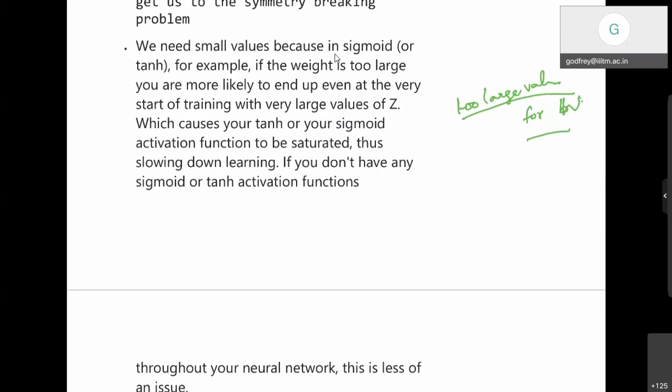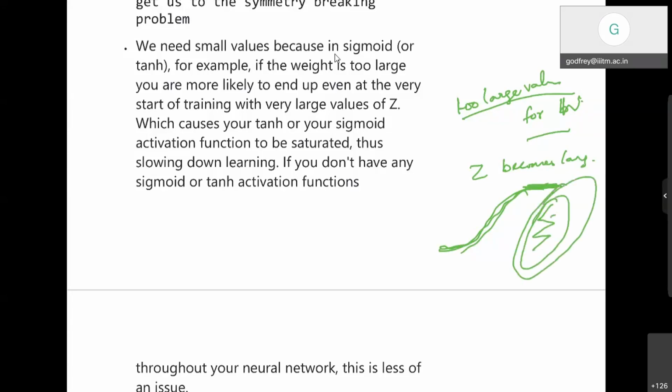If you have too large values for W's, then Z becomes large, and then you will reach this particular position. Either if you use the tanh function or a sigmoid activation function, you will reach this particular place, and then in the contour you will not go towards the minimum. So it's going to take a long time to learn, which means it will result in slowing down of the learning.